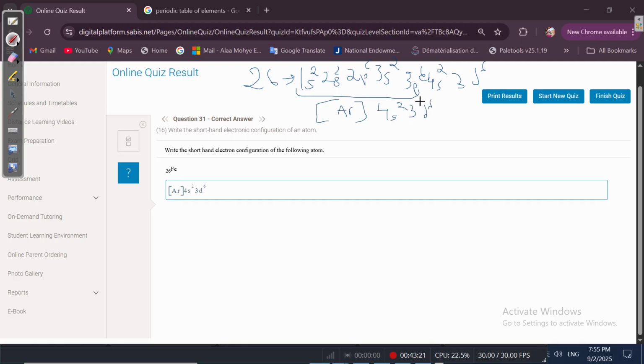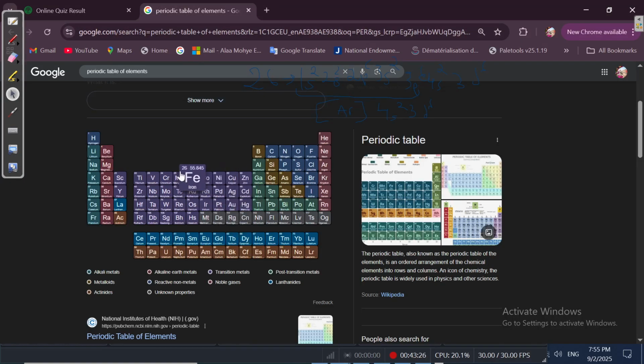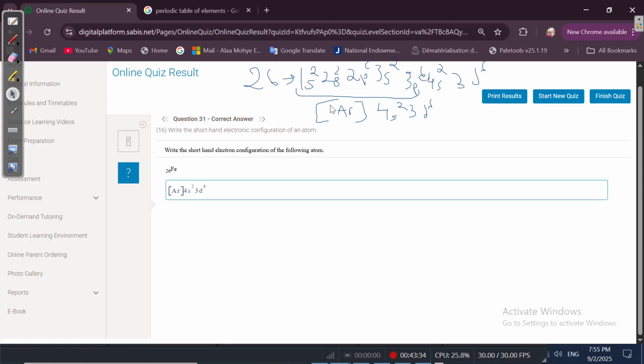That's it. Again, Fe has 26 electrons. I go back to the periodic table. Fe, 26. I go to the period above it. What's the noble gas? 18. Argon. Argon has 18 electrons. I write the normal 26 electron configuration: 1s2, 2s2, 2p6, 3s2, 3p6, 4s2, 3d6. Then I know argon is 18 electrons. I count 2, 4, 10, 12, 18. So I remove all this, put argon instead of it, and 4s2, 3d6. Simple. Very, very simple.